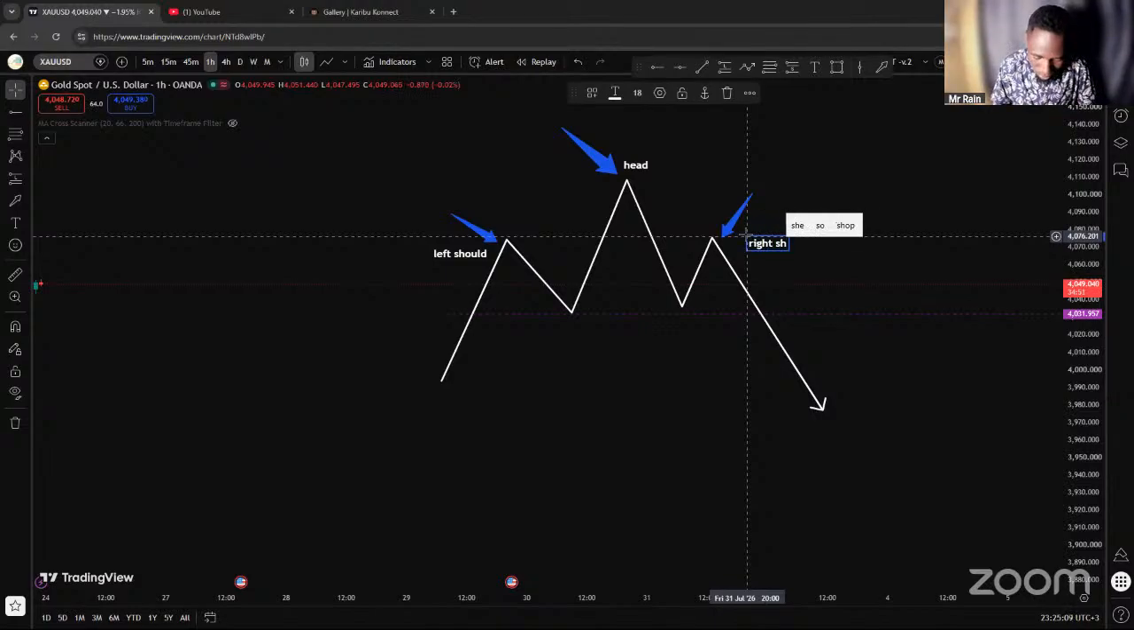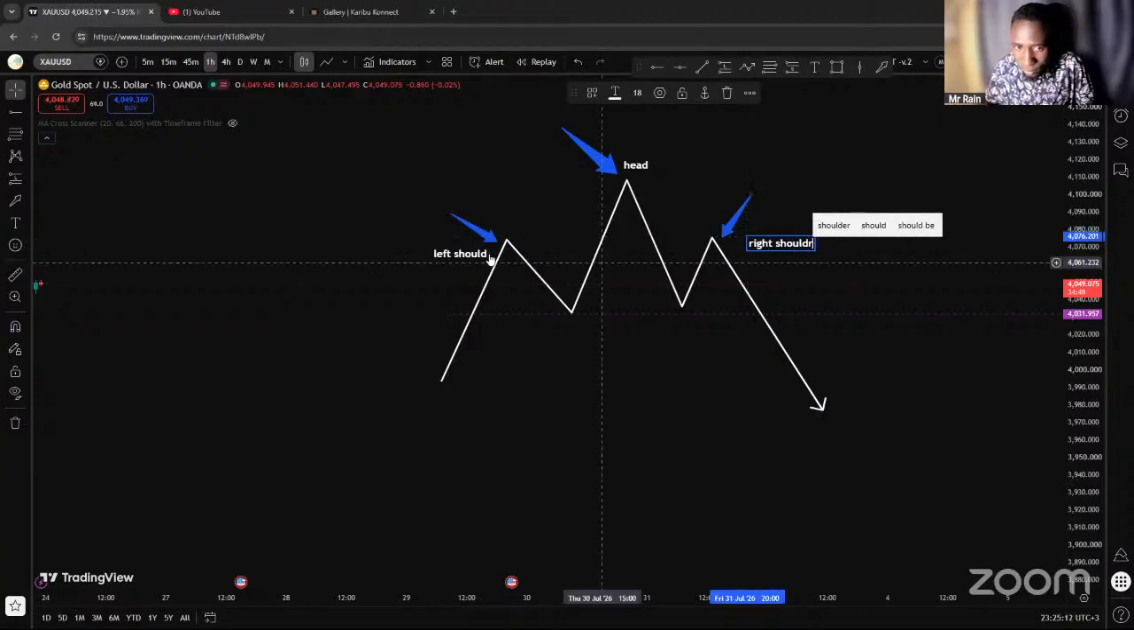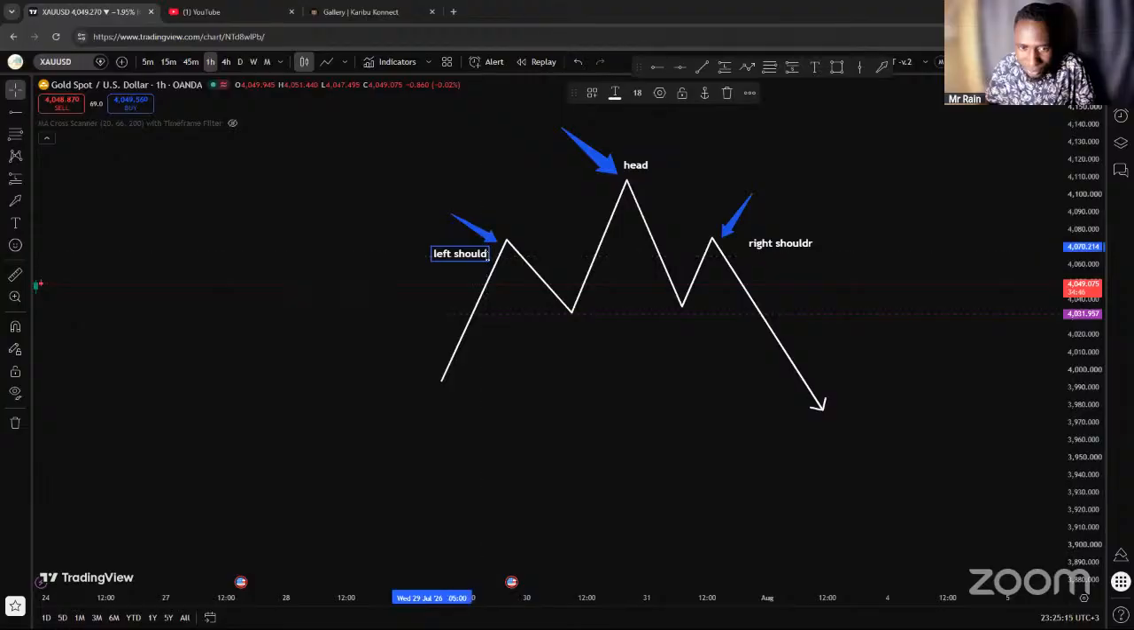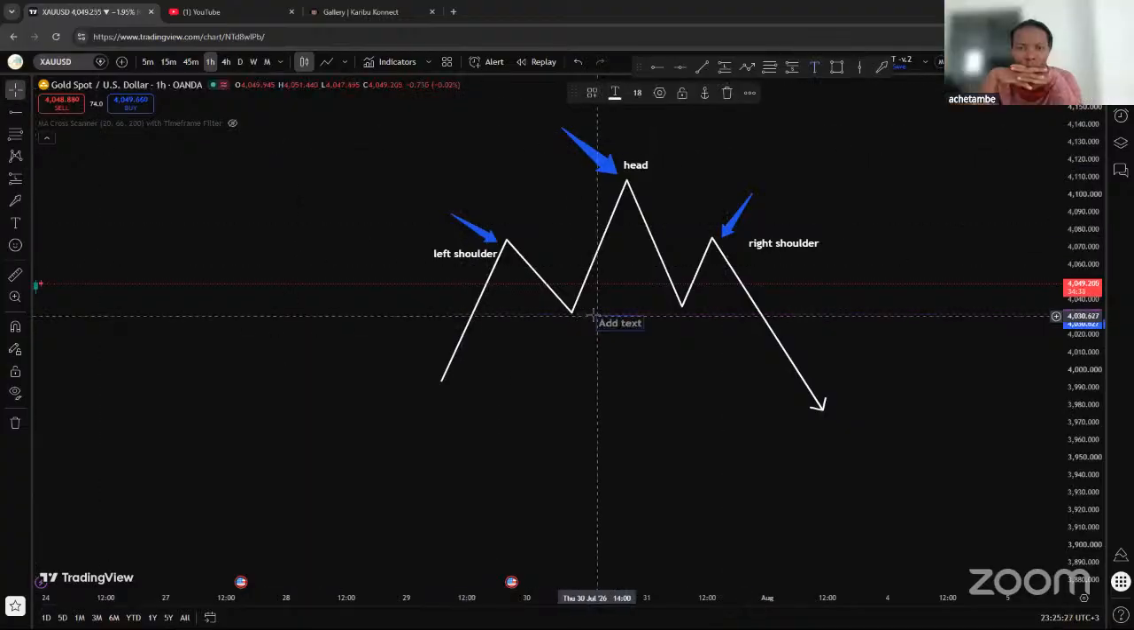Oh, I didn't write it so well. Shoulder like that. And then this we said is what? The neckline. This is the neckline.